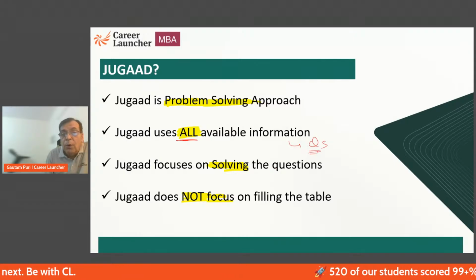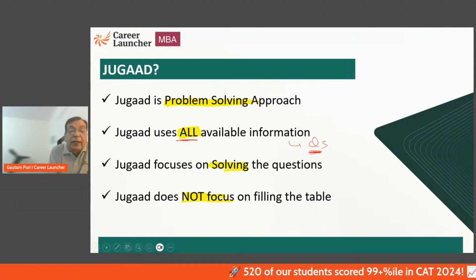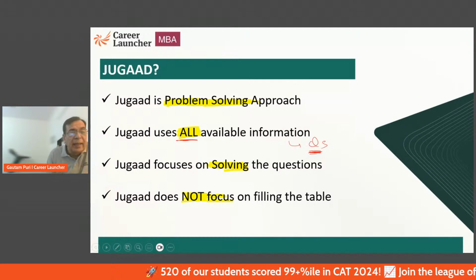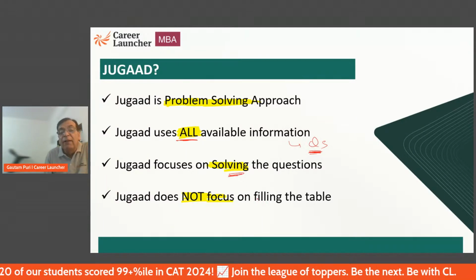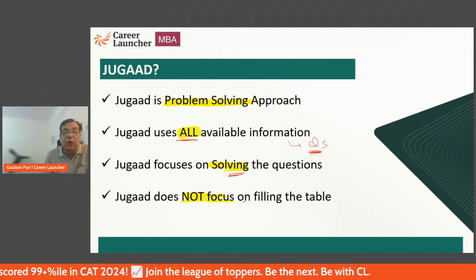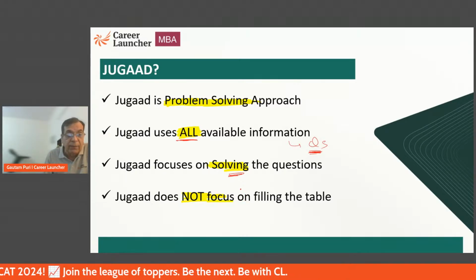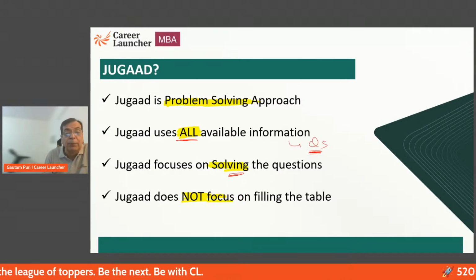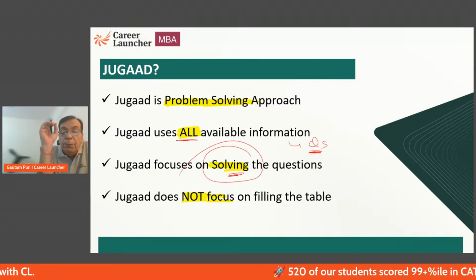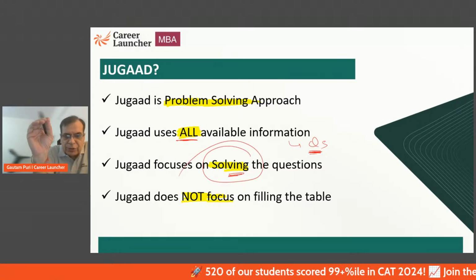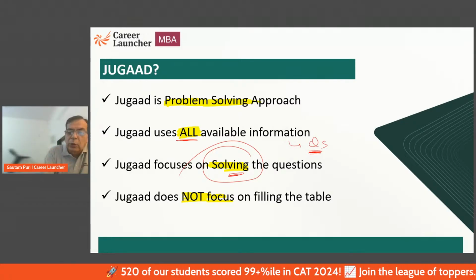And because I know what information the questions are giving me, I'll end up picking up the information from there and focus on solving the questions. I will fill up the table to the extent it is required to mark the answer. Otherwise, my interest is not in filling up the table, but only in marking the answer to the question. So we have to be problem oriented, which means this is a question. How do I get to the answer is what I need to look at.